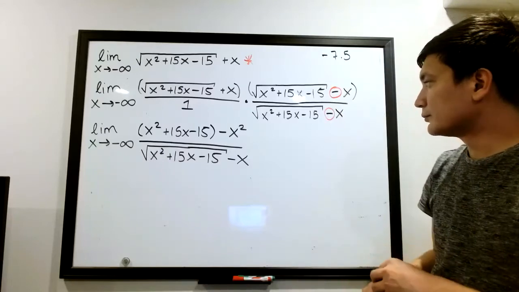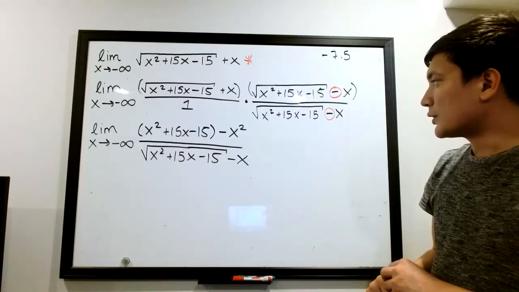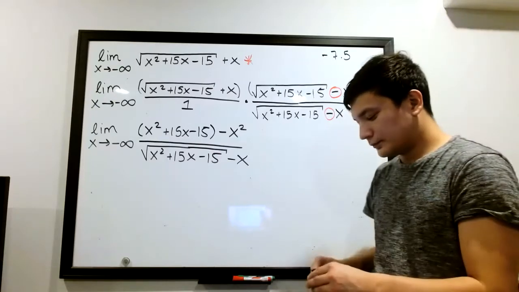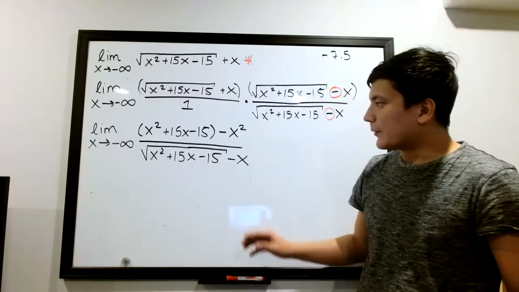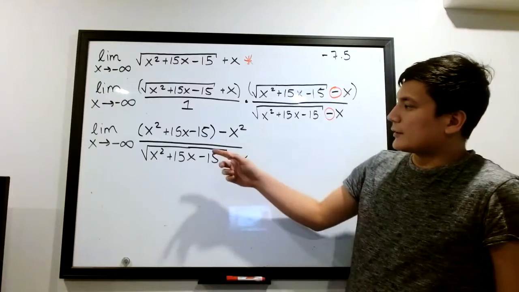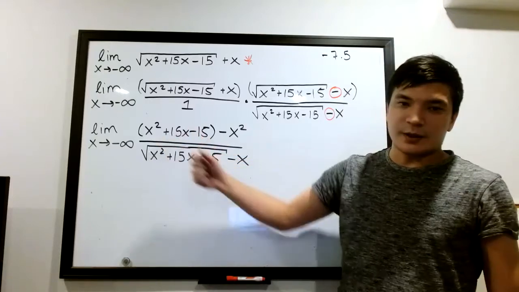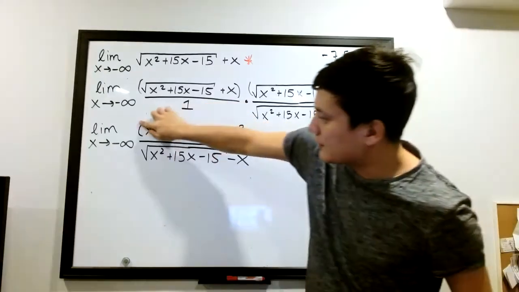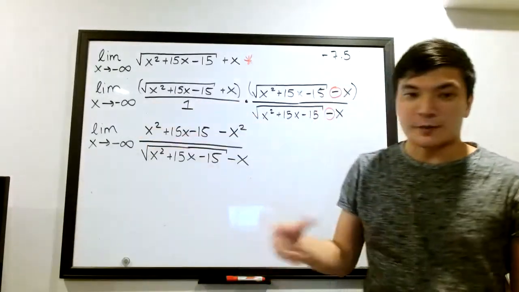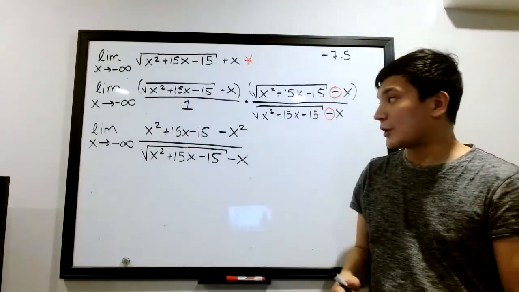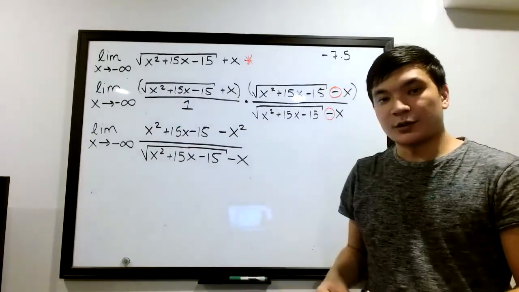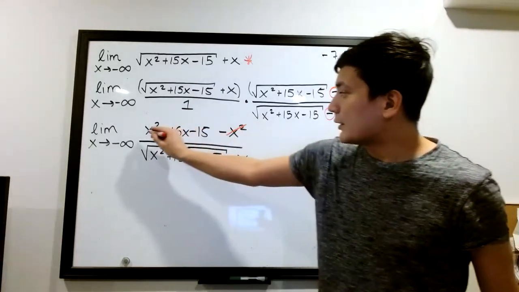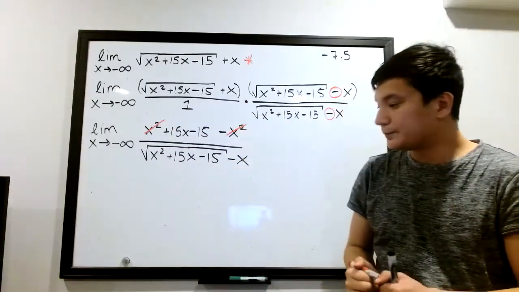Okay. So what's next? Something I noticed right away is that these brackets up here are not necessary. We can erase them because it's just terms being added and subtracted from each other. Also notice that the x squared and this x squared will cancel each other out.